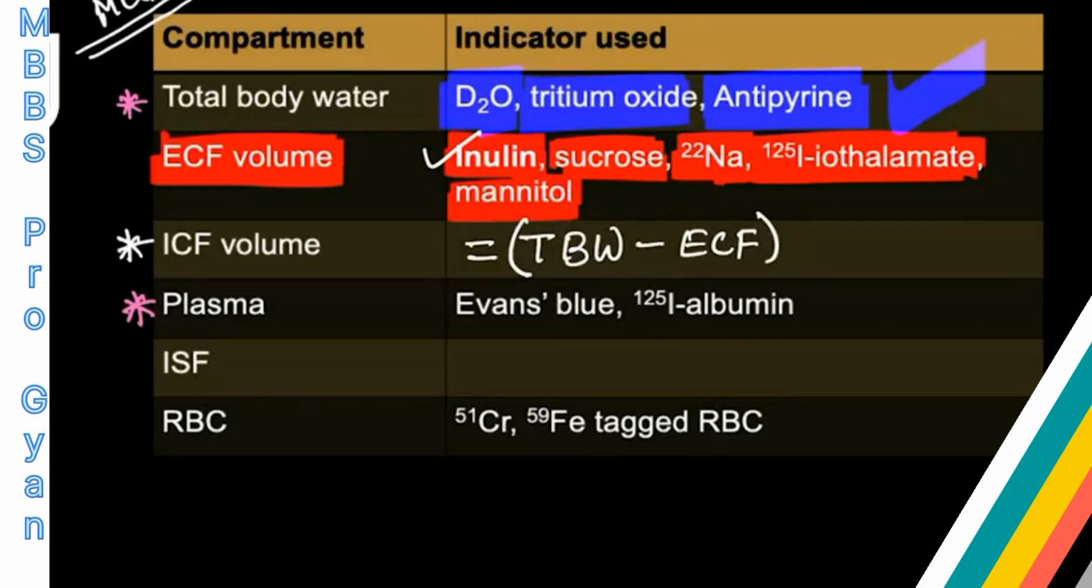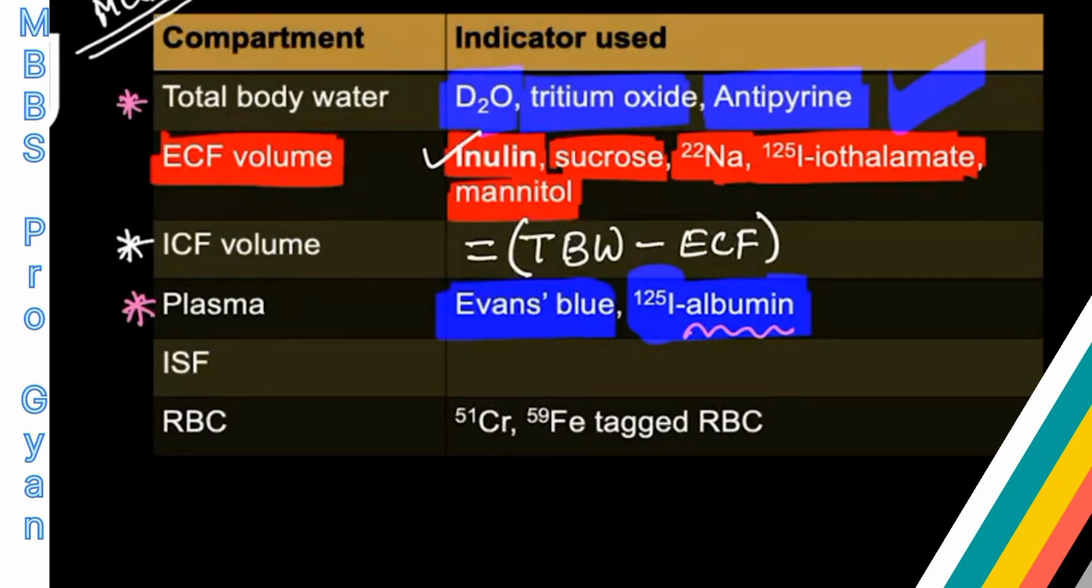Similarly, if I ask you how to measure the plasma volume, you have to choose a substance which is impermeable to capillaries, and that is albumin. We all know that albumin cannot penetrate the capillary, but if you use normal albumin, that will be mixed up with the normal plasma albumin, right? So you have to use an iodine isotope, I-125, tagged with albumin.